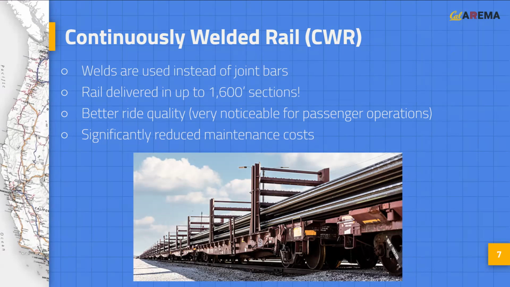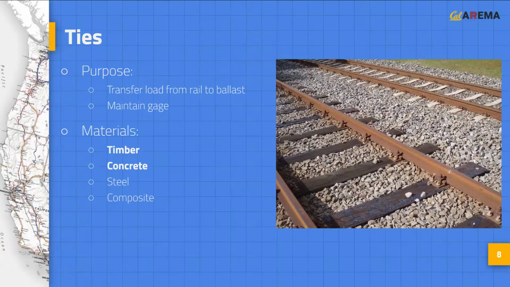The elimination of joints both improves the ride quality, which is particularly important in passenger operations, and it also significantly reduces long-term maintenance requirements. As a result, you should specify the use of a continuously welded rail whenever possible in track design. Next, we have the tie.